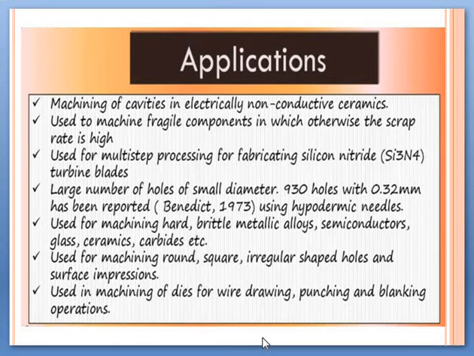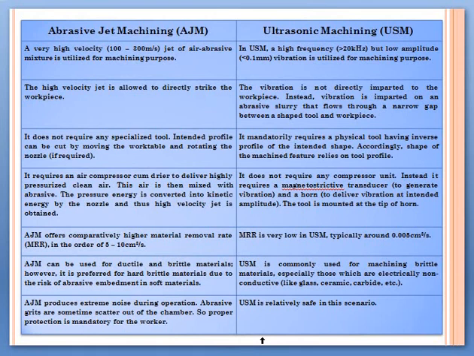Now we will discuss certain comparative points, or comparison, between the different methods we have studied in the mechanical energy system. The first comparison is between abrasive jet machining and ultrasonic machining. In abrasive jet machining, we are using a jet of abrasive particles having a velocity between 100 to 300 meters per second. In ultrasonic machining, we are utilizing ultrasonic frequencies with a range of 20 kilohertz and amplitude up to 15 microns.